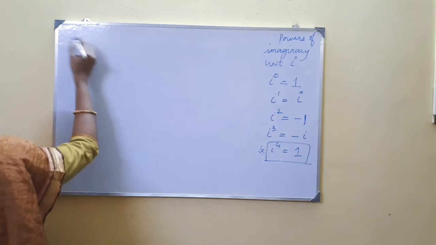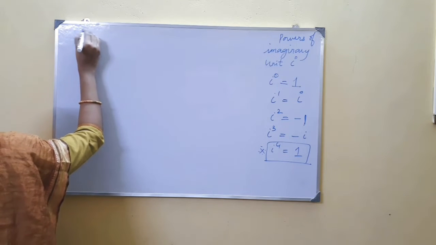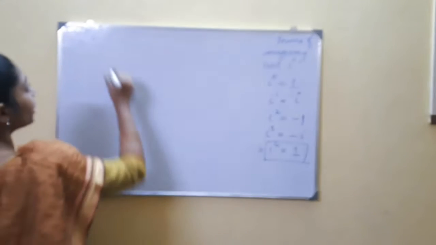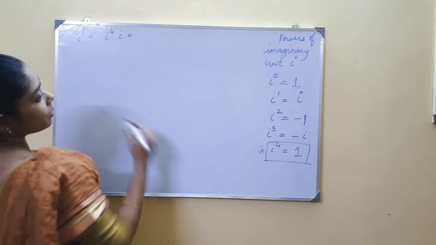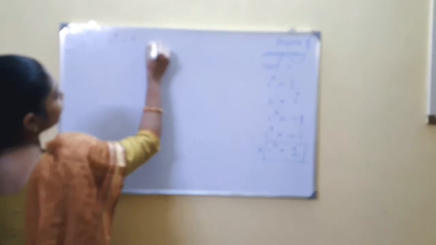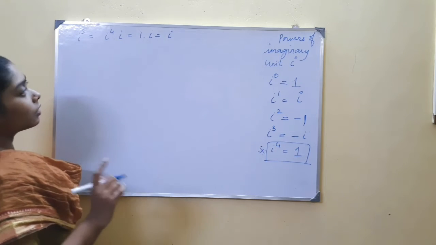Now observe this. Now I am going to find what is i power 5 value. i power 5 can be written as i power 4 into i. Bases are same, again powers can be added, it gives me i power 5. Now what is i power 4 value here? 1 into i, this gives me i. I am going to find the same value for i power 5 another way. We shall check whether we are getting the same answer.